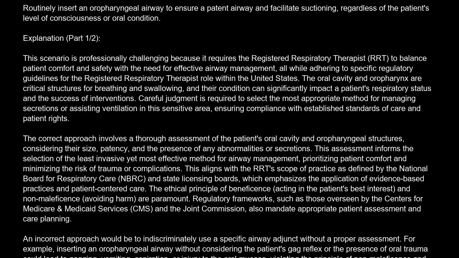For example, inserting an oropharyngeal airway without considering the patient's gag reflex or the presence of oral trauma could lead to gagging, vomiting, aspiration, or injury to the oral mucosa, violating the principle of non-maleficence and potentially contravening CMS guidelines on patient safety and quality of care.